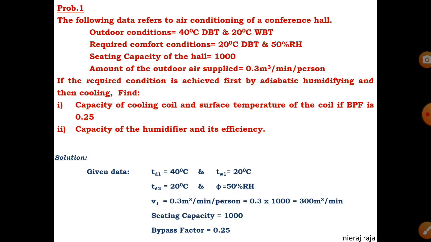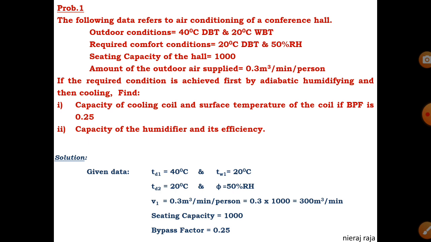Okay, you can see the outdoor and comfort condition, that 40 degrees Celsius is outdoor condition and 20 is indoor condition. So obviously you are going for cooling, and at the same time it is mentioned that you will have to achieve the humidification also. So it is required that first you will go for adiabatic humidifying and then you must go for the cooling. One after one you will have to achieve the stages.